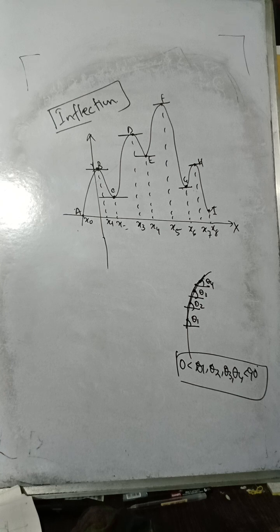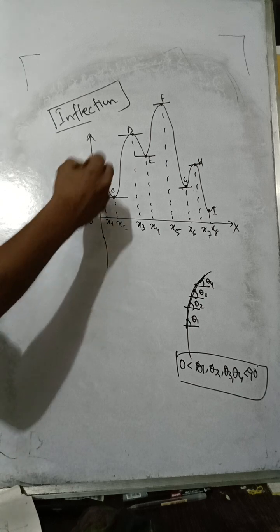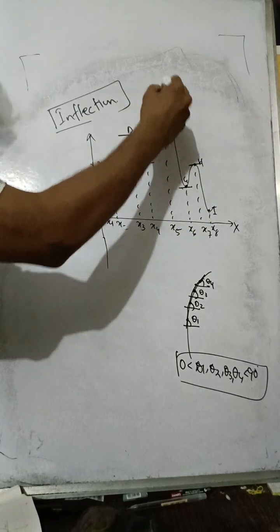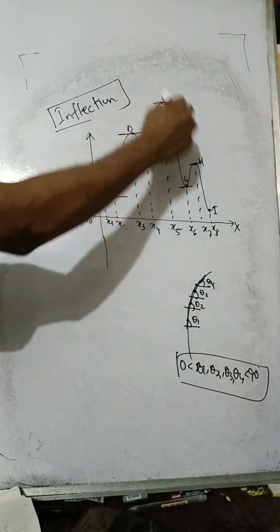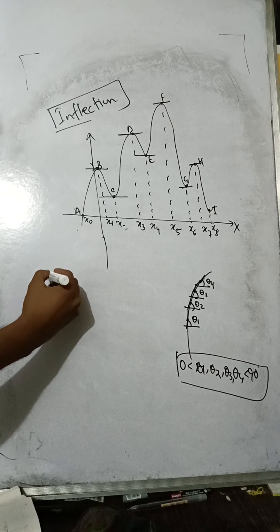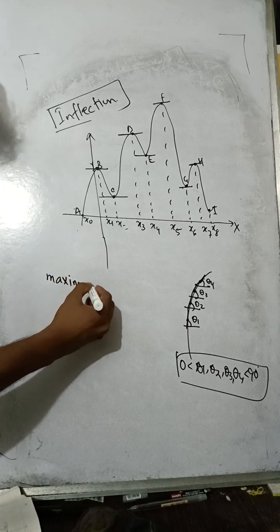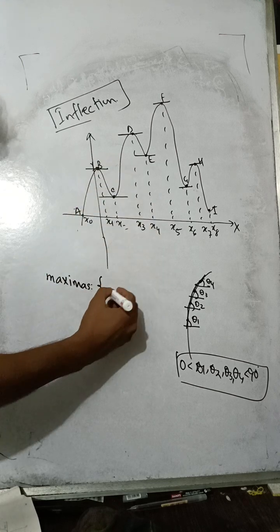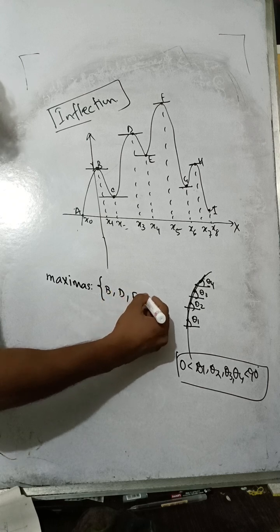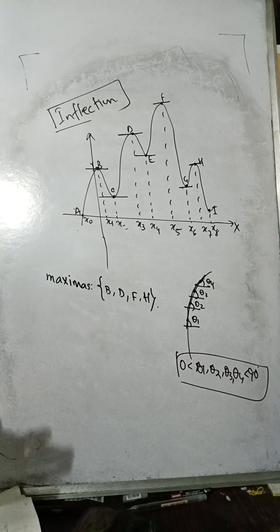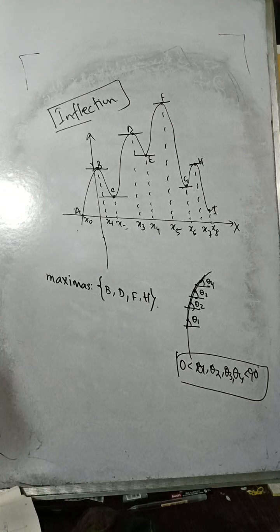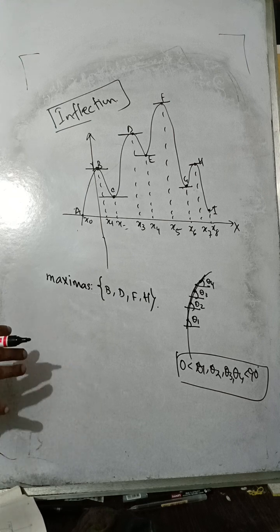Okay, so these points B, D, F, H are basically maximas. So here, what are the maximas? Maxima are points B, D, F and H. Okay, so I'm going to give you first a very top view of what the maxima and minima chapter comprises. Then we will definitely go through rigorous examples and all. Right now I'm just going to give you a top view model of this entire chapter.